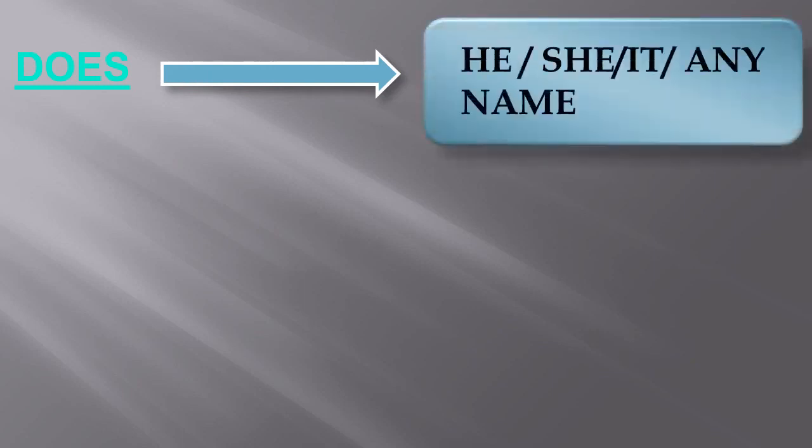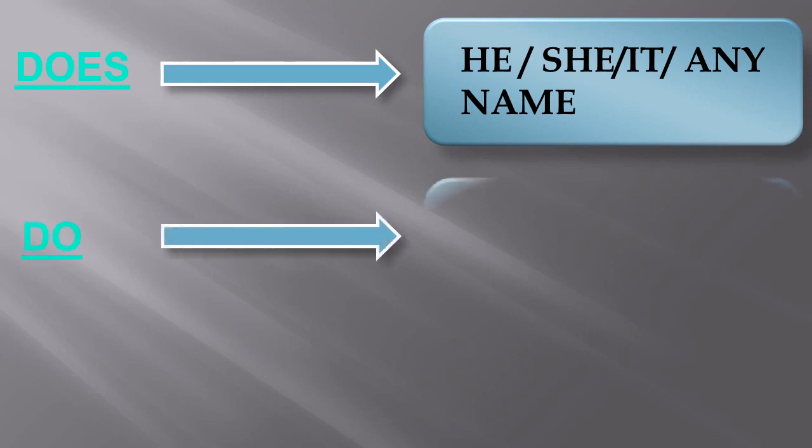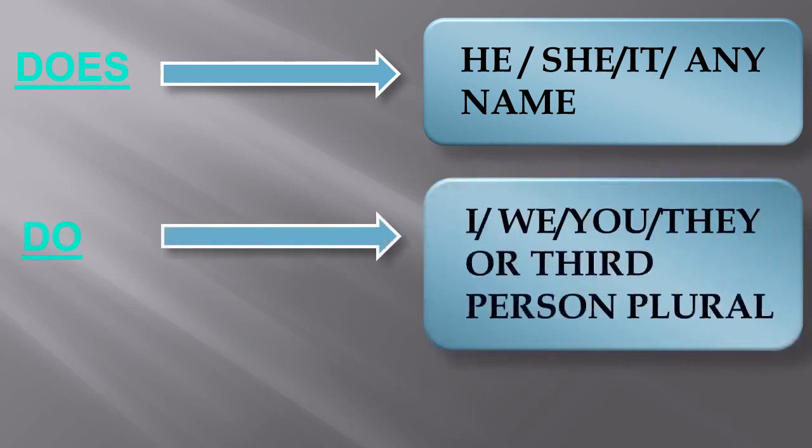Now again the question comes: where do we have to use does, that means with which subject, and where will we be using do? So does is used with he, she, it or any name, the same as verb first form plus s or es, that is third person singular. Then we will be using do with I, we, you, they or third person plural. So in this manner we are going to frame sentences for present indefinite tense.